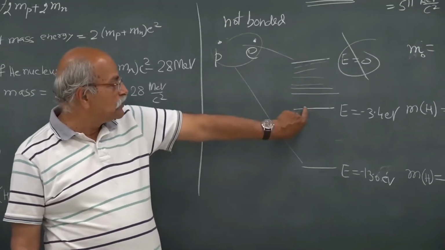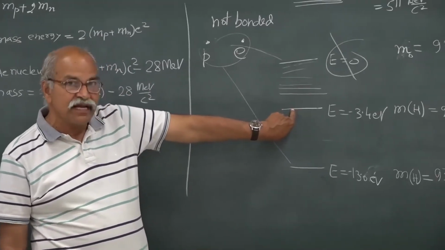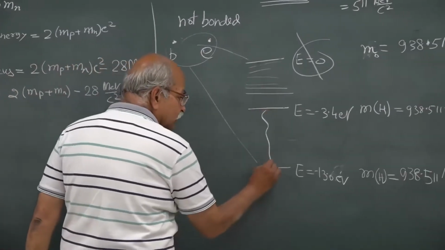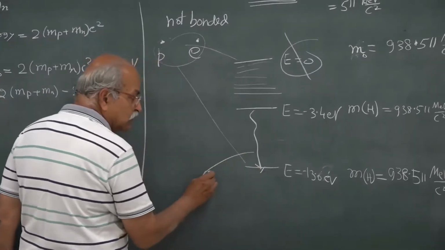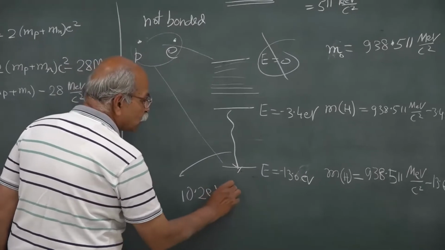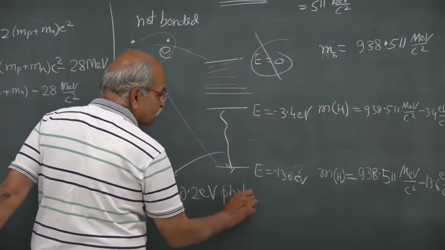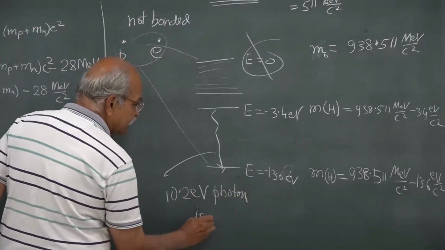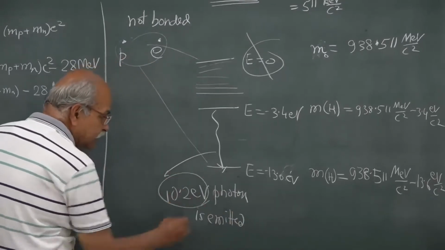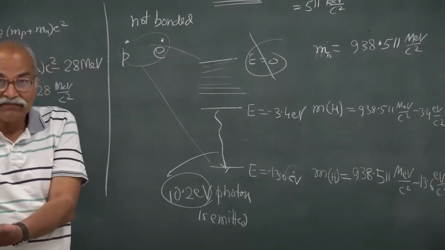Come back to this hydrogen atom. If you put the hydrogen atom in the first excited state, it de-excites, and then a photon of 10.2 eV, this minus this, is emitted. We will talk of photons later. This much energy is emitted as light.